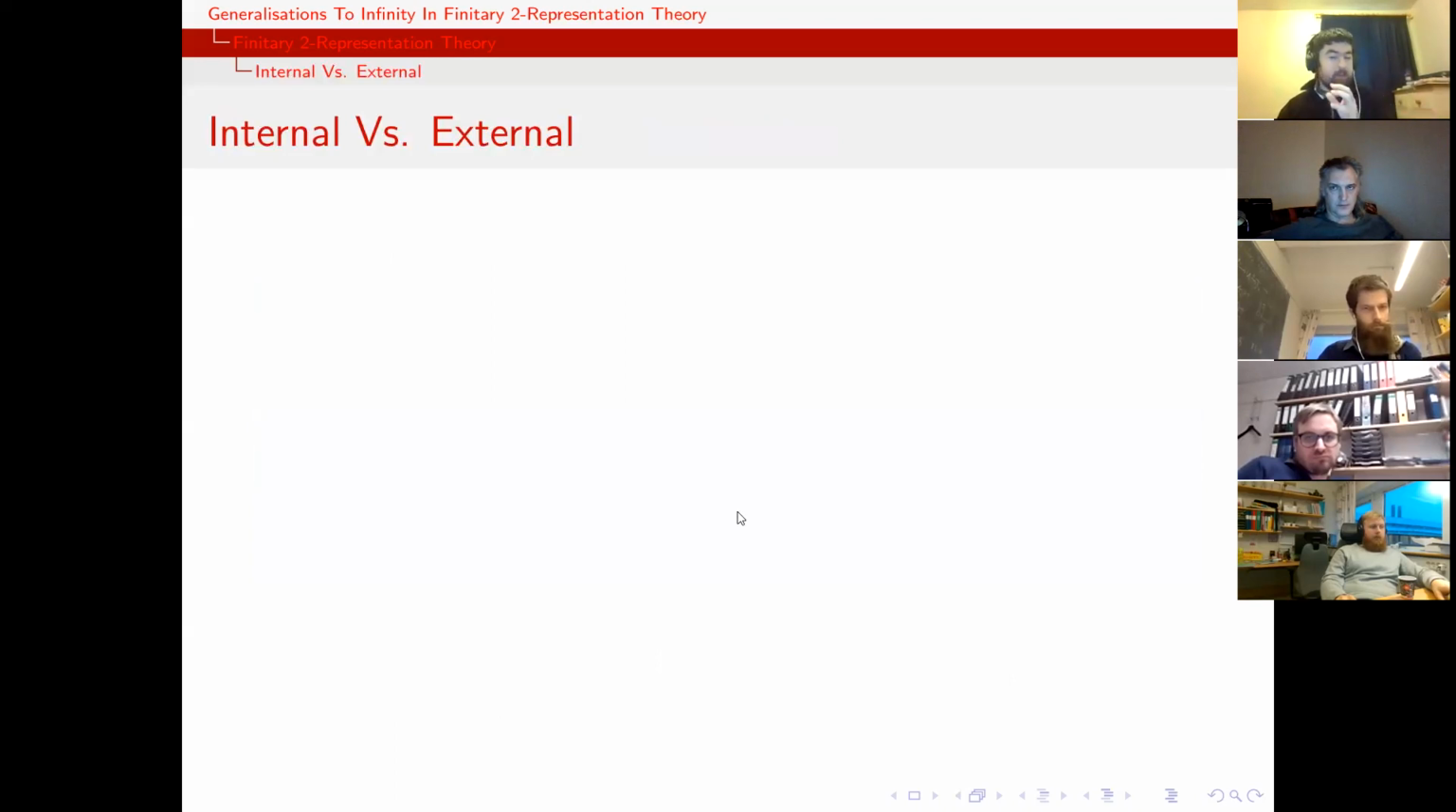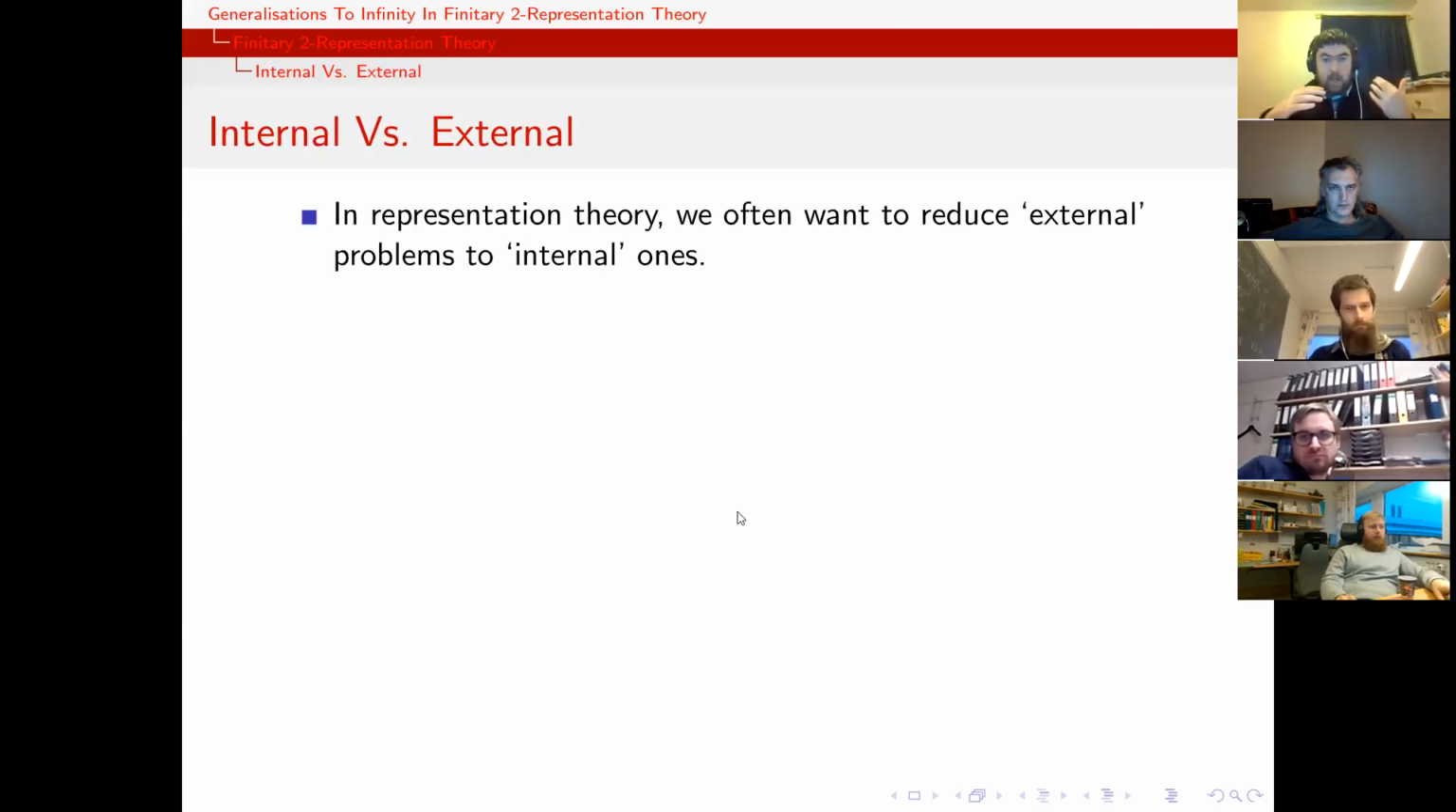So I will take a brief diversion here to talk about the concept of what I call internal versus external. In representation theory, we often want to reduce external problems, which are potentially very large, a lot of information, we don't know what the bounds of where that information lives are, to internal problems, where we have a very set, defined boundary for where the information we have to study is, which makes the problem much easier to solve.